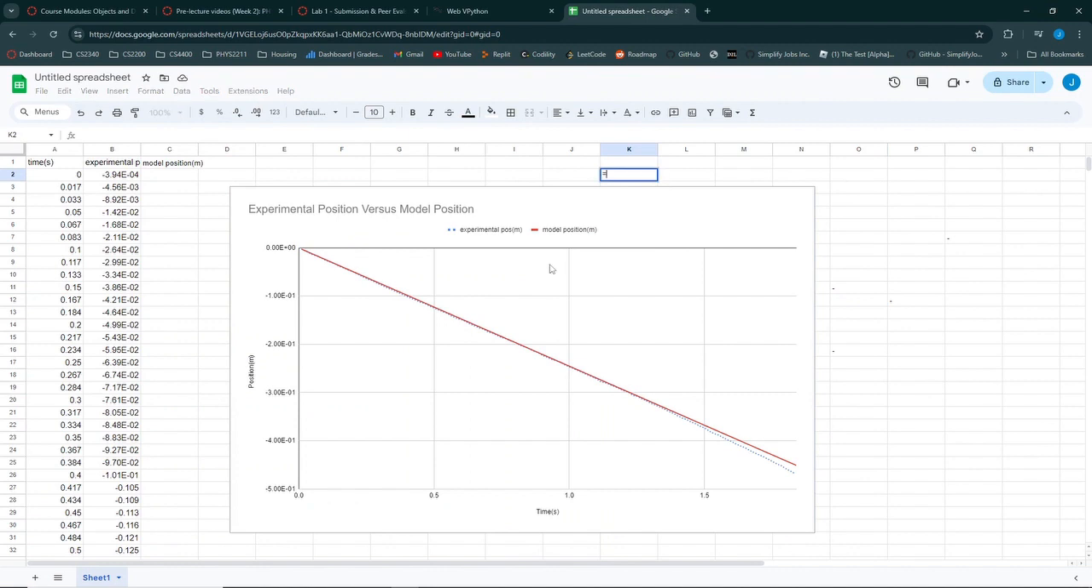Now, you may notice that the experimental position line is lower than the model position line and has a higher velocity. This may be because the model position didn't account for friction or air resistance. Also, the camera angle can affect how the position was plotted.